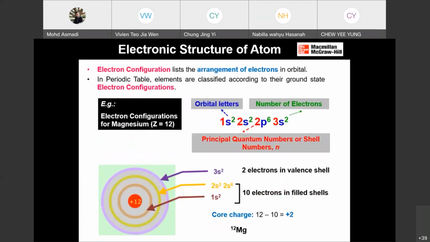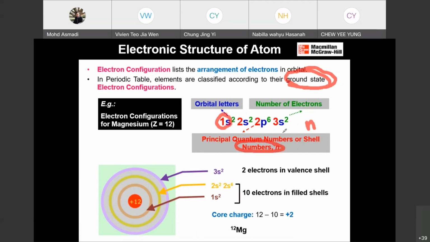And then this one is the electronic structure of atoms. If you still remember, the configuration or the arrangement of the electrons in orbitals. Elements are classified according to their ground state electron configuration, meaning that the ground state depends on the energy of the electron for each quantum number. Quantum number, usually we use n. So a shell quantum number.